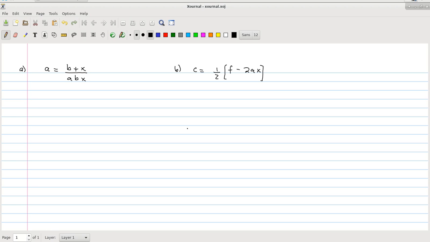Solve each equation for x. Part A. a equals (b plus x) over abx. I see we have fractions, and more importantly, we have x in the denominator of a fraction. So let's get rid of our fractions first by multiplying both sides of the equation by our common denominator. We'll multiply by abx.